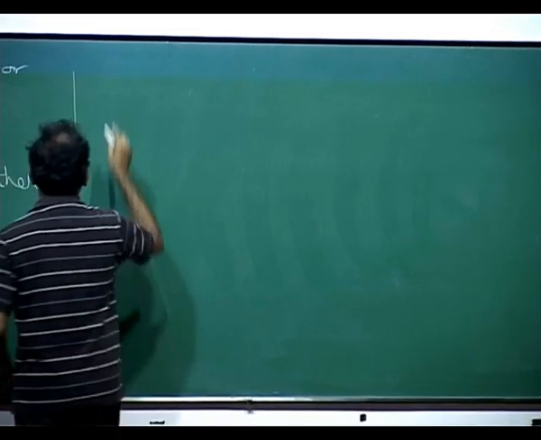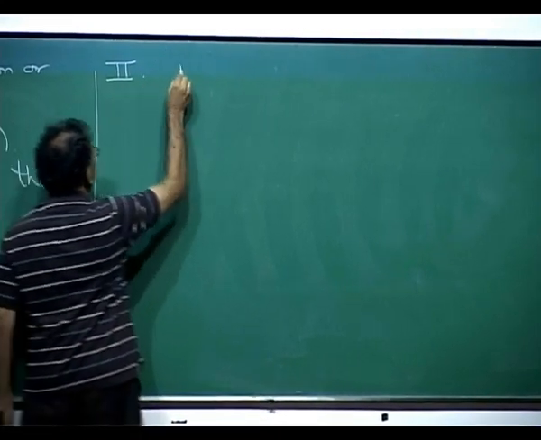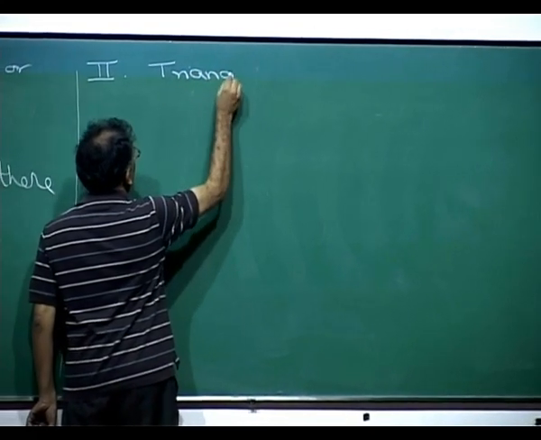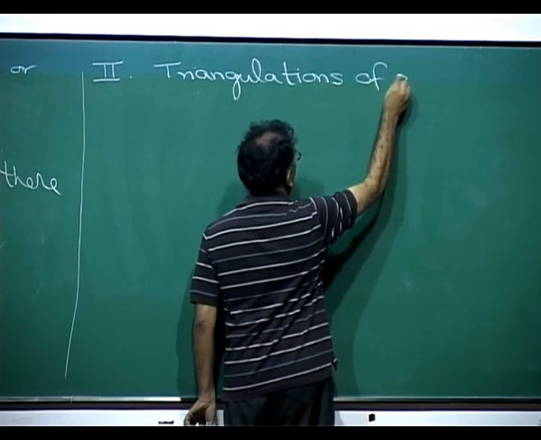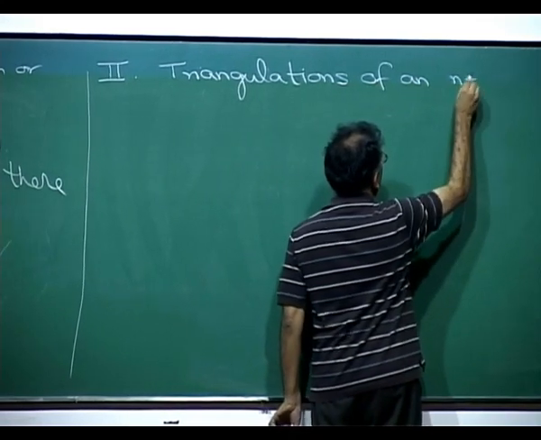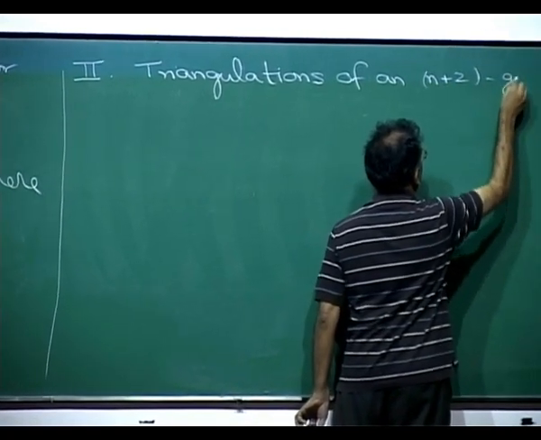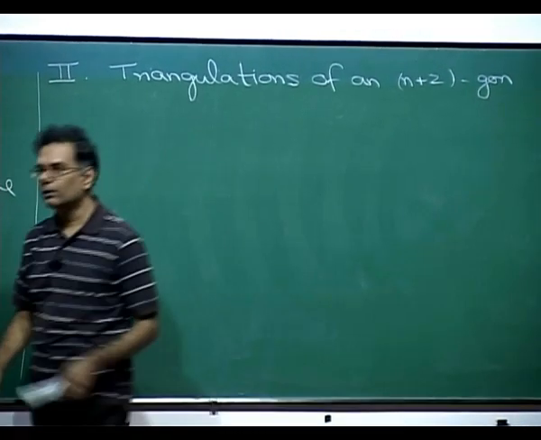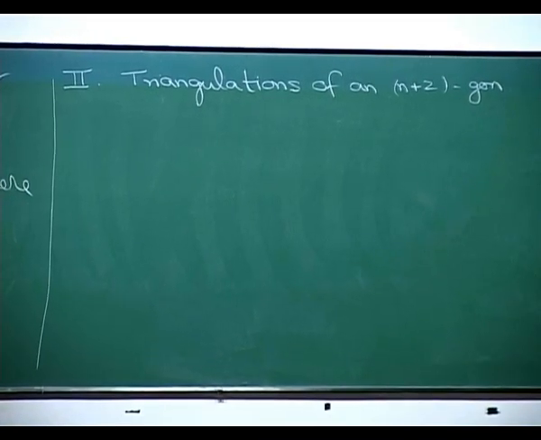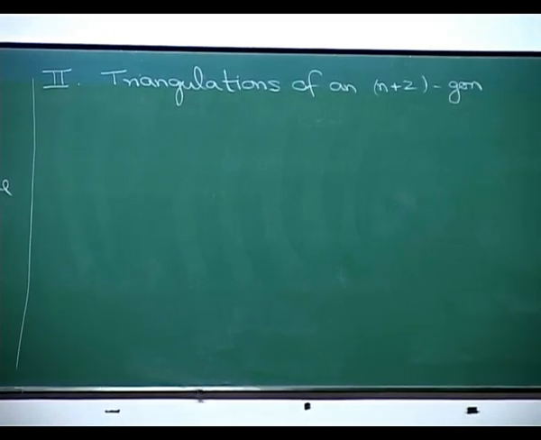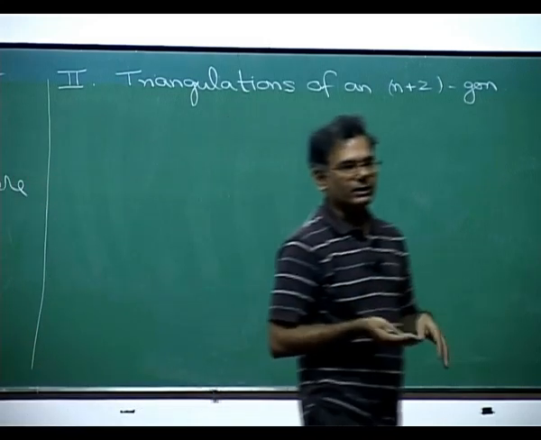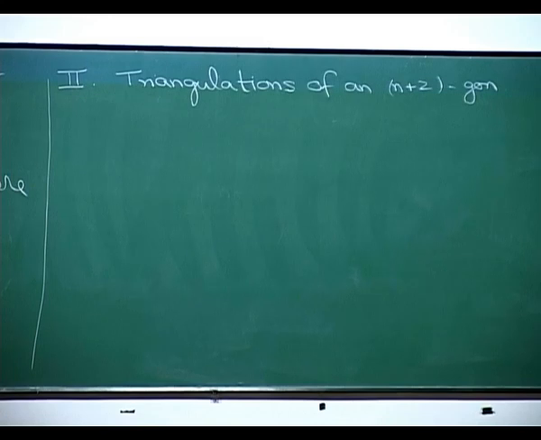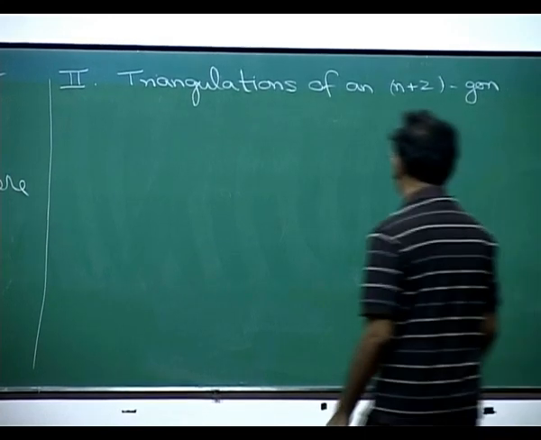Okay, so second problem is triangulations of an n plus 2 gon. So take a regular polygon with n plus 2 sides, and we would like to divide this into triangles by drawing diagonals. You do not allow the diagonals to intersect. So there is an element of something being non-crossing comes in here. You don't allow the diagonals to intersect, and you would like to divide this n plus 2 gon into triangles.